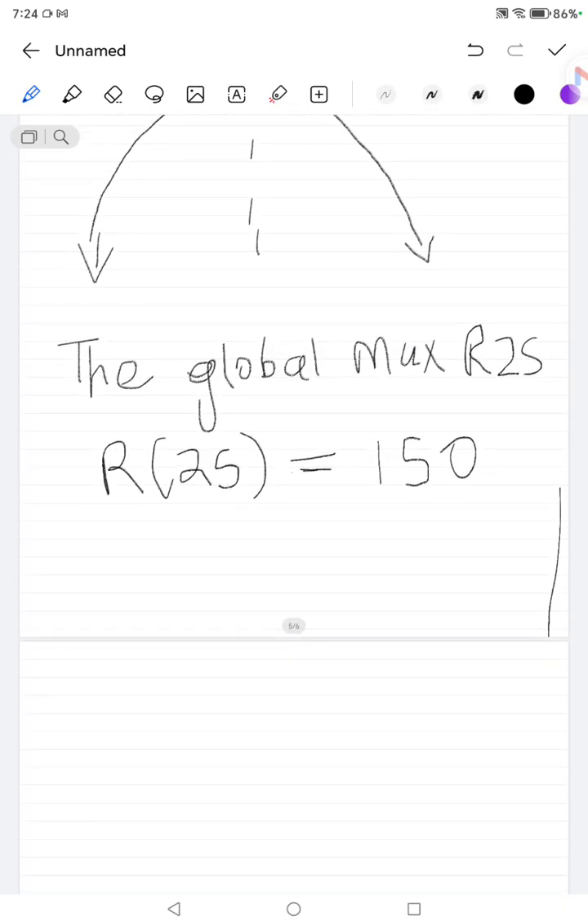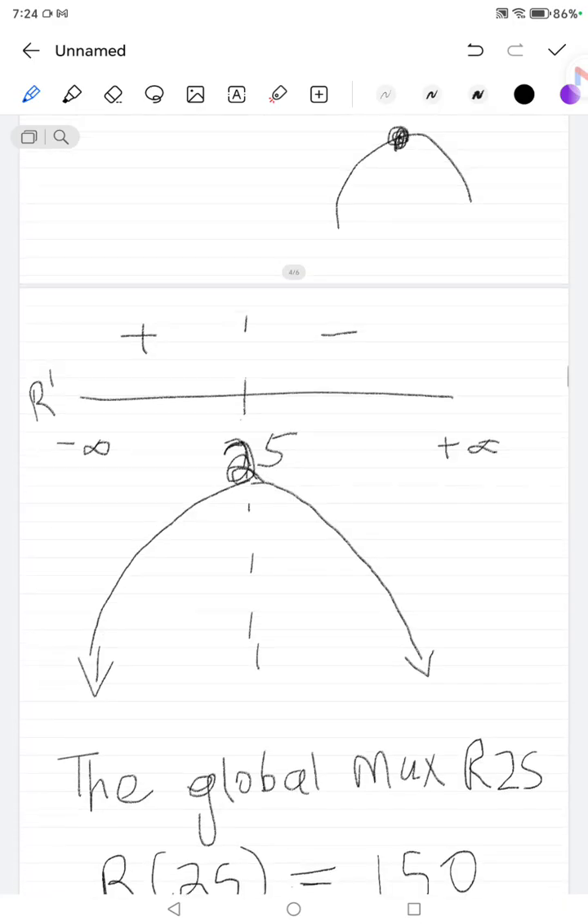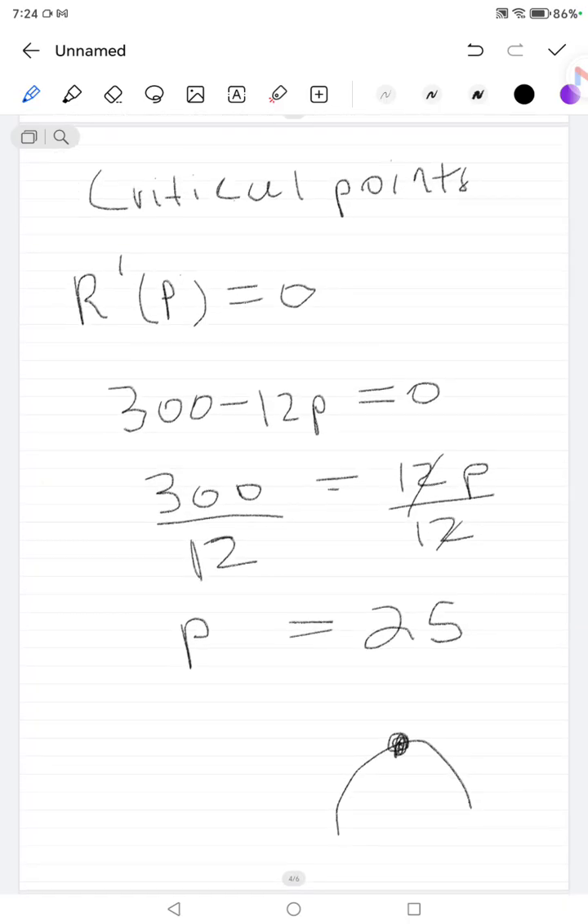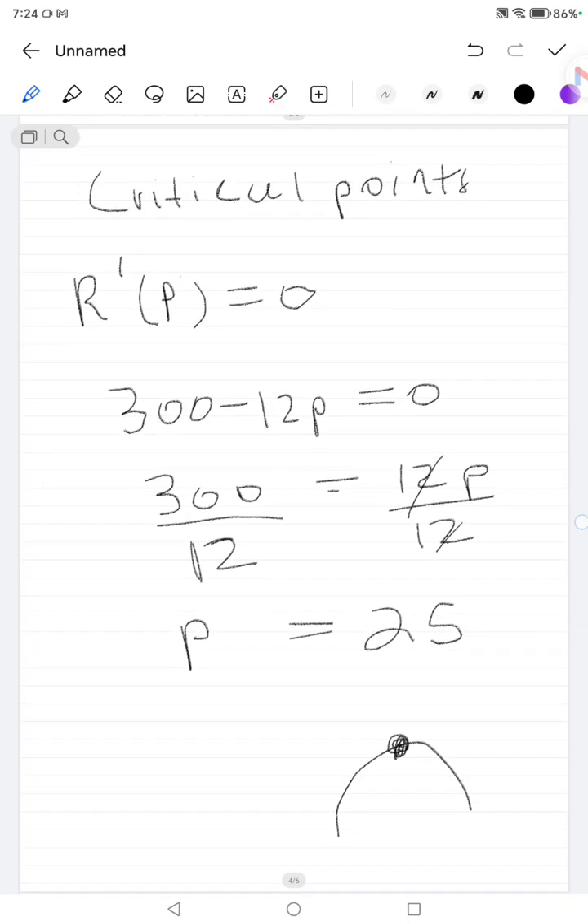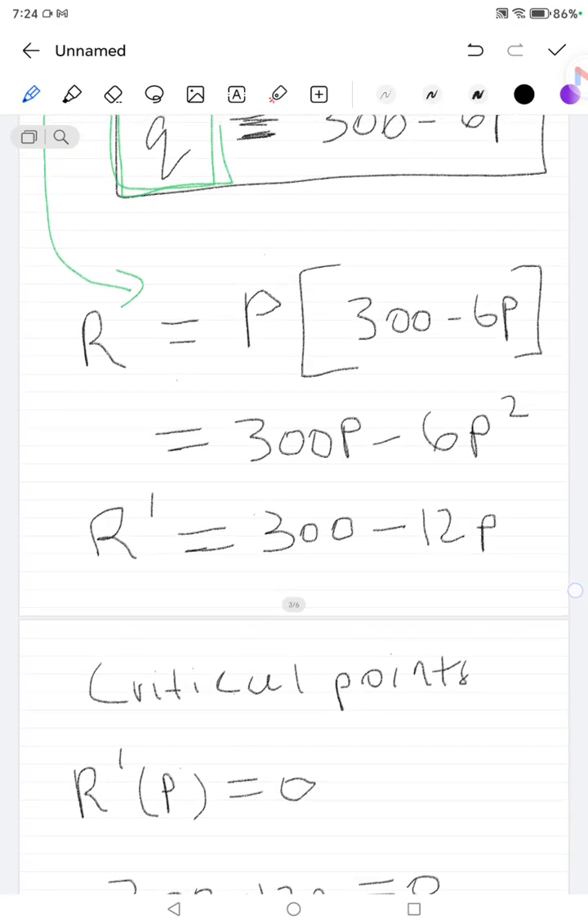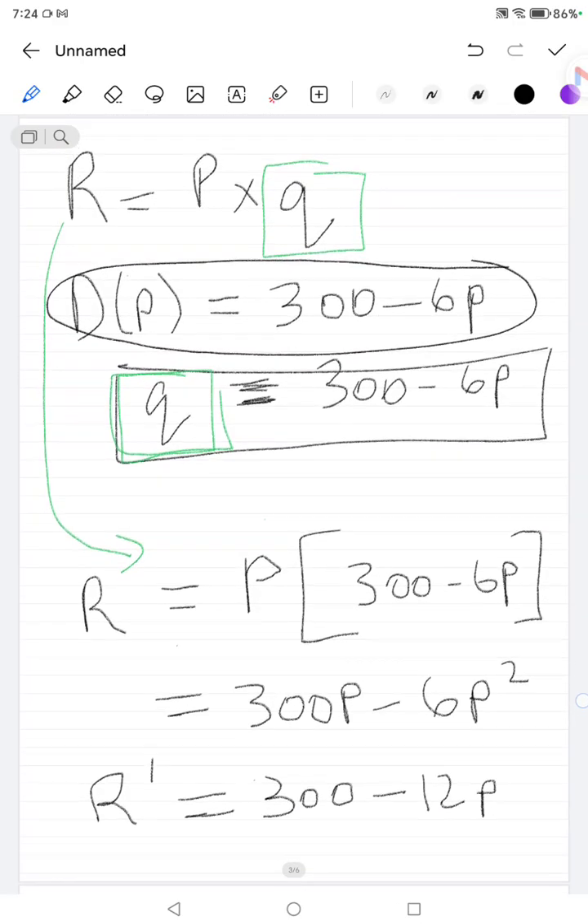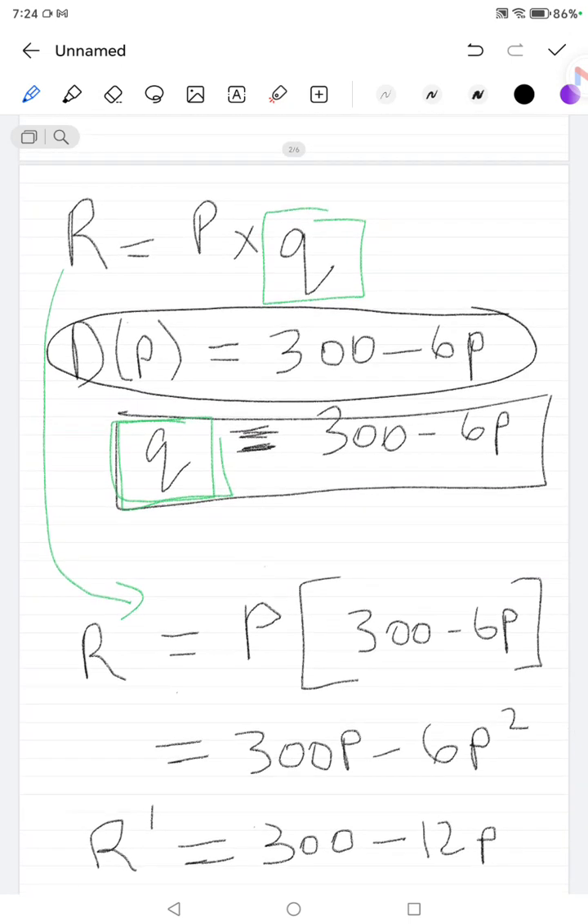I wanted to ask, which equation are we substituting the 25 into? Are we substituting into that one, 300p minus 6p squared? Let me check. Yeah, it's supposed to be this one. You use this one, and it gave you 150.